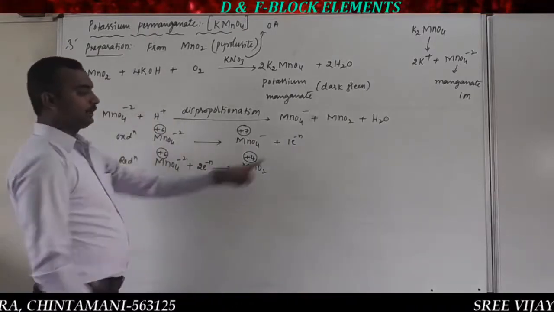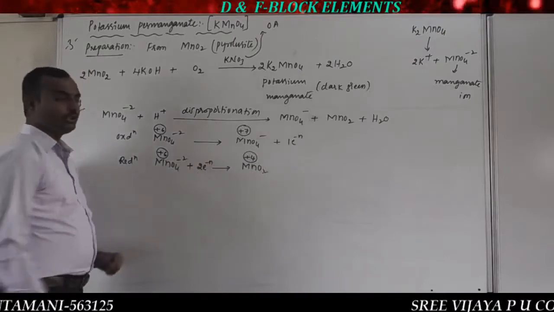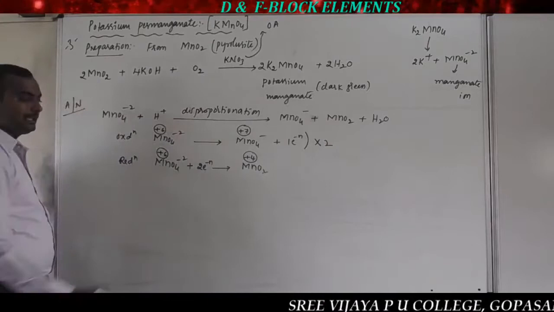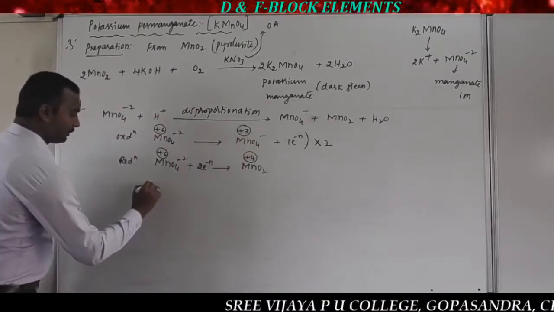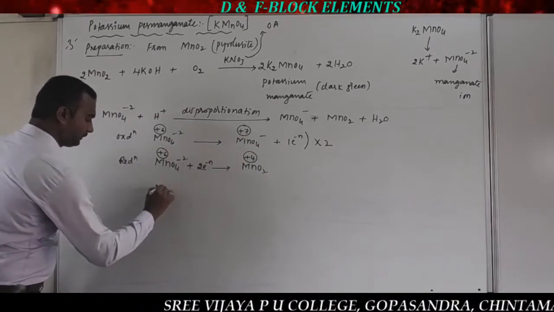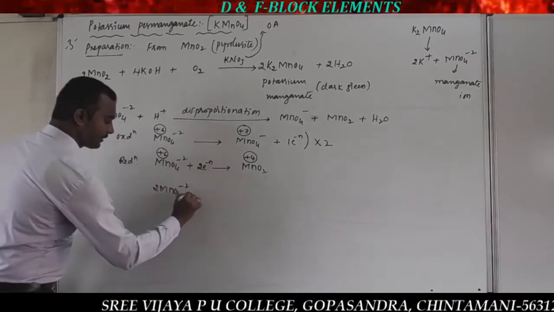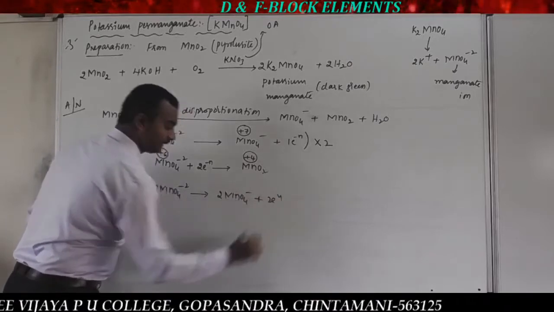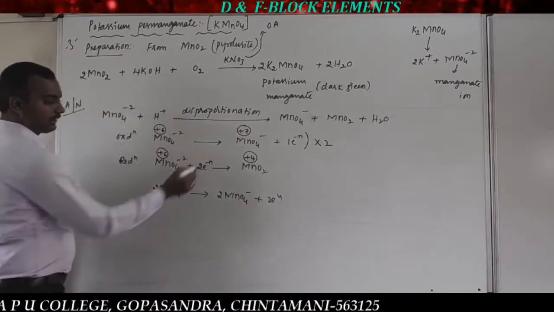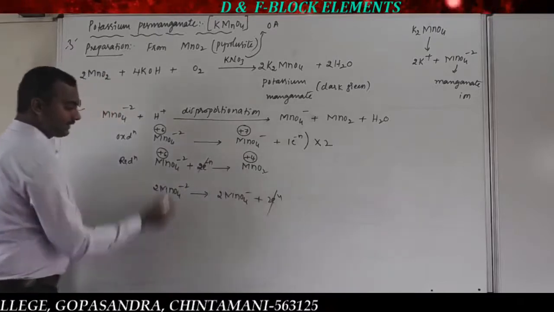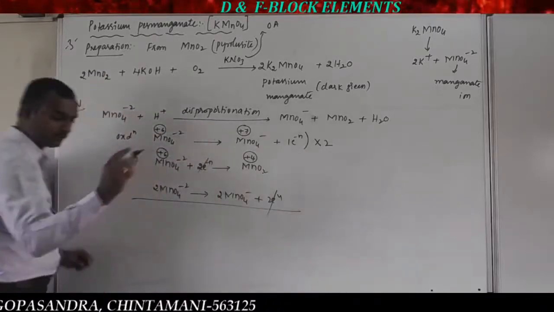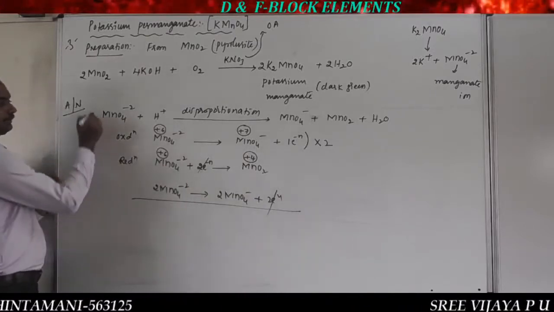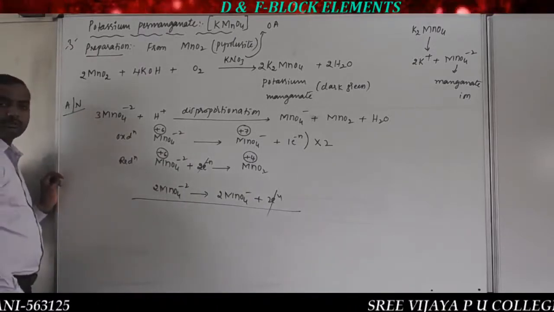Now we have to balance. Here 1 electron is released, and 2 electrons are required, therefore this equation is multiplied by 2. When multiplied by 2, we get 2 MnO4 2 minus converted into 2 MnO4 minus plus 2 electrons. Keep the other one as usual. So the 2 electrons get cancelled. In the final equation, observe MnO4 2 minus plus 2 MnO4 2 minus, how much is the total? 3 MnO4 2 minus.